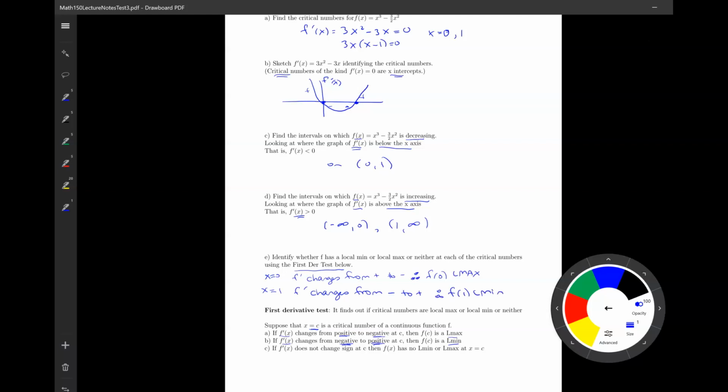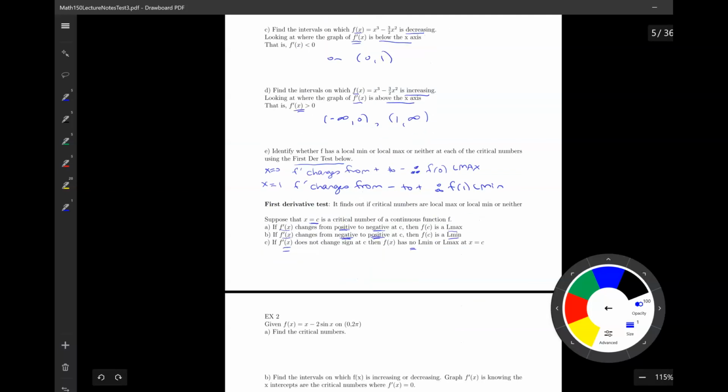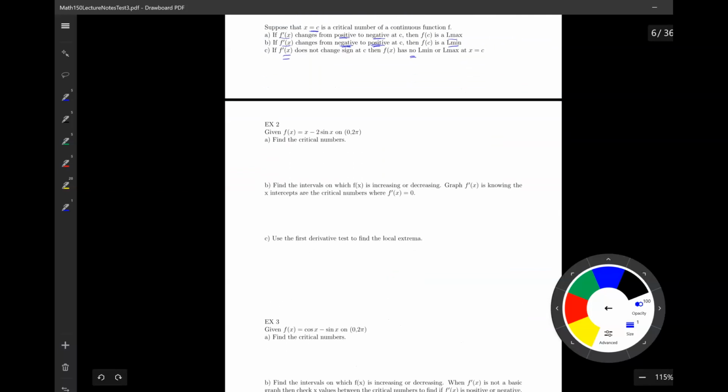And I don't have an example right here, but if the derivative doesn't change sign, if the derivative is negative and stays negative, that would mean decreasing to decreasing, or increasing to increasing. So that would give you no max or min. All right, let's look at another one.